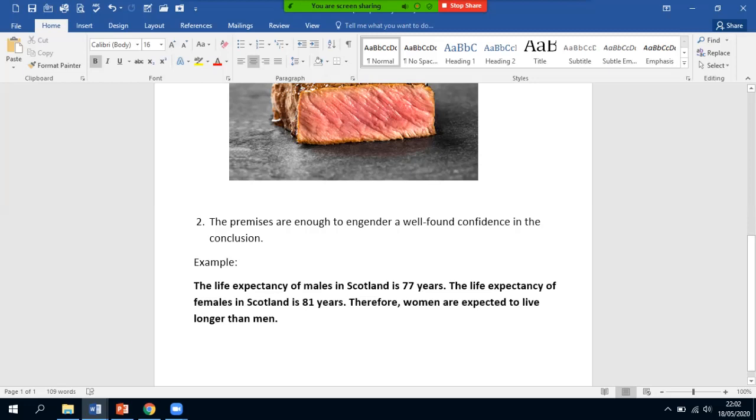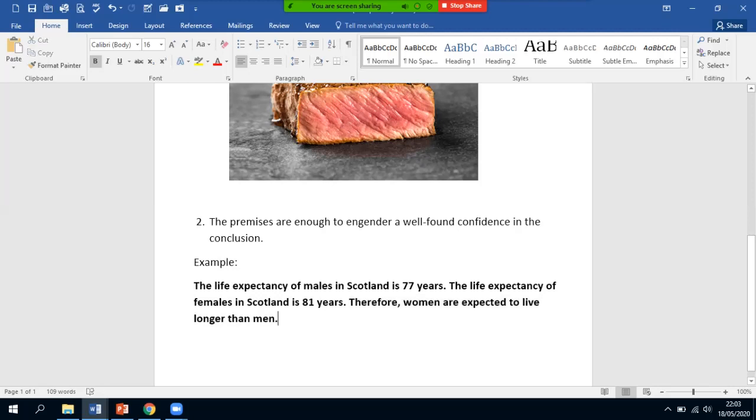So for example, the life expectancy of males in Scotland is 77 years. The life expectancy of females in Scotland is 81 years. Therefore, women are expected to live longer than men. Well, if we're going to engender a well-founded confidence in the conclusion, we can do research into these two facts here, and we can also consider, well, exactly how relevant are these premises to this conclusion here.